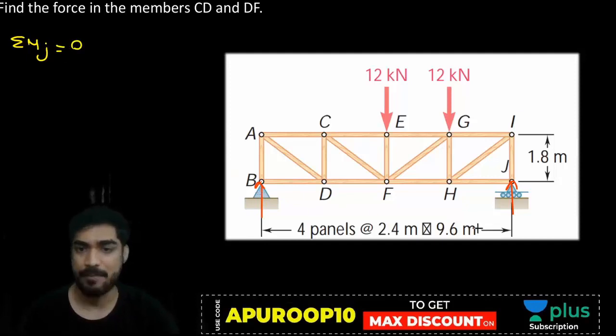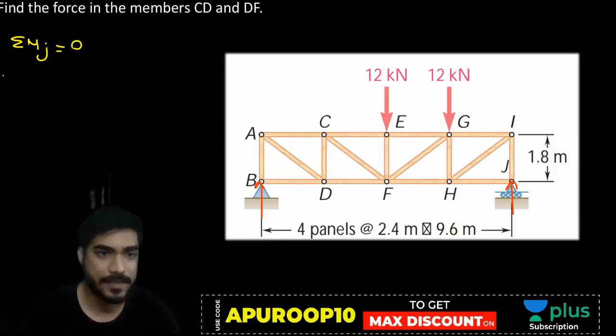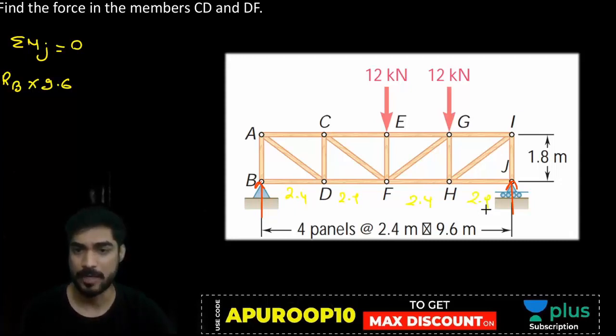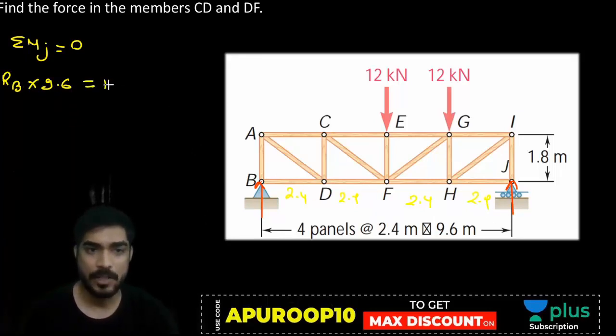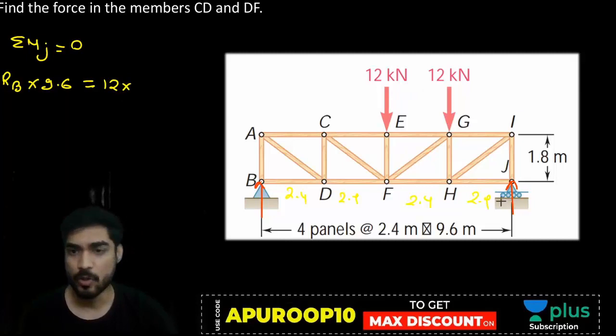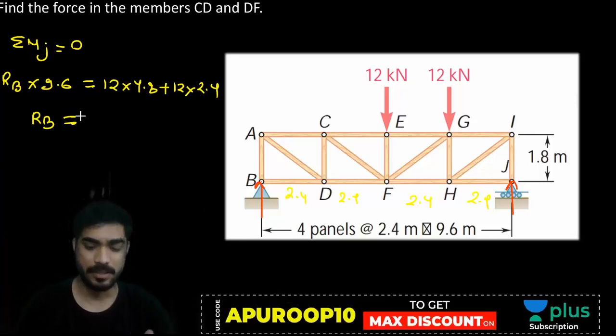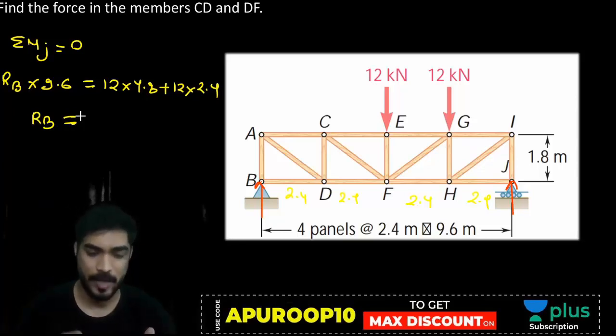So I get RB multiplied by 9.6. What is this? 4 panels of 2.4 meter, so 2.4, 2.4, 2.4, 2.4. So RB into 9.6 equals 12 into 2.4 plus 2.4, 4.8, plus 12 into 2.4. So how much RB are you getting? 12 into 4.8 plus 12 into 2.4. 86.4.